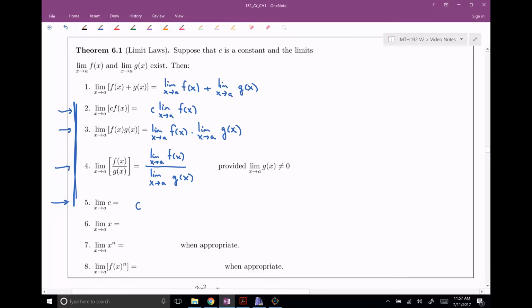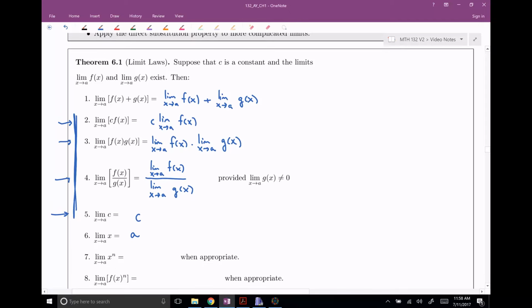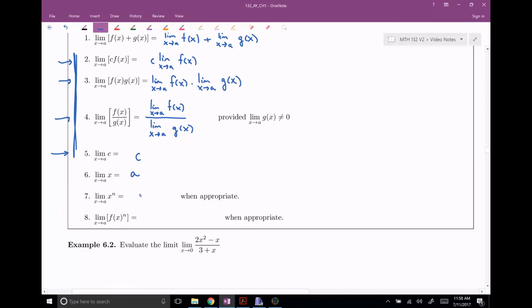Let's continue on. As x approaches a, what's the limit of x as x approaches a? Well, x is approaching a, so it's going to approach a. Likewise, we can upgrade this. If you have powers of x, so x to the n, then as you would probably expect, this is going to be, oh, my computer's going a little bit crazy on me. There we go. a to the n. We're basically just plugging in an a everywhere we see an x.